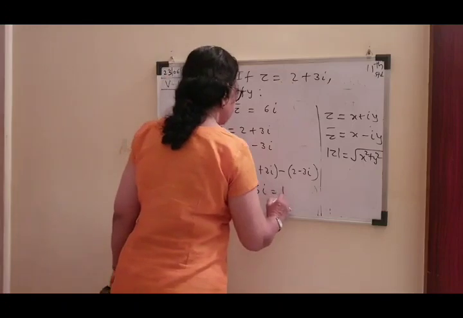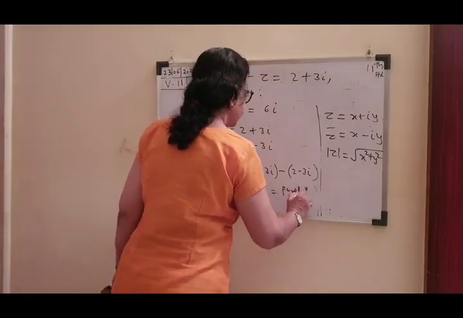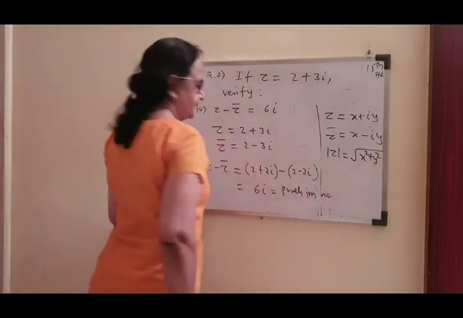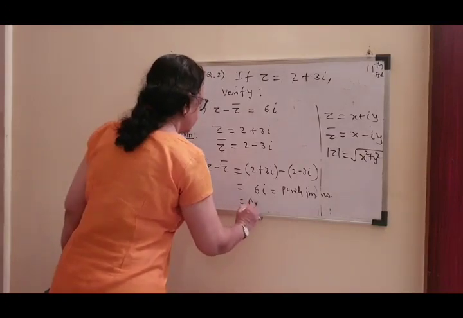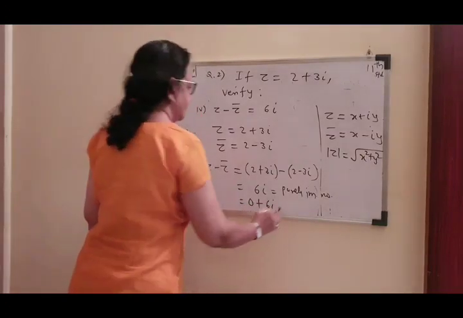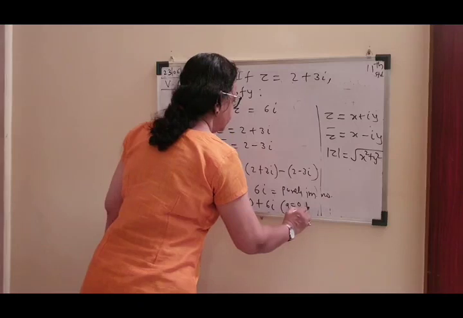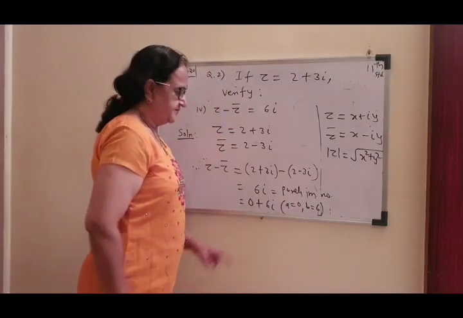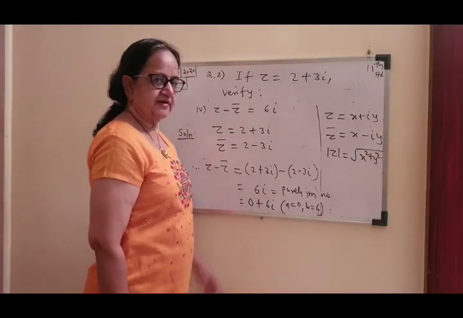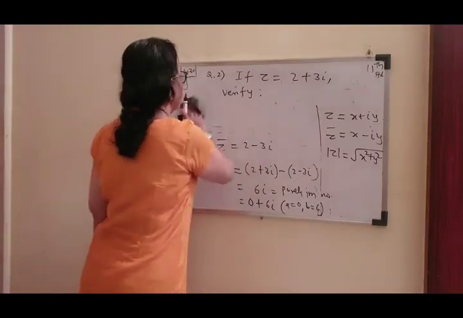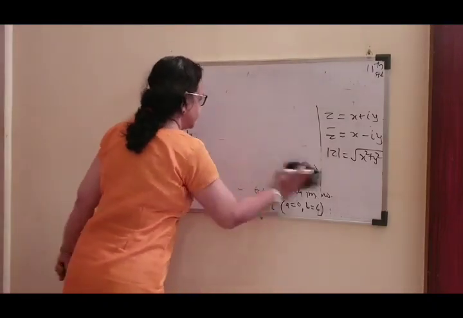And this is called purely imaginary. You can write it as 0 plus 6 into i. So a value 0, b value 6. When the real part is 0, that number is called a purely imaginary number. Okay?